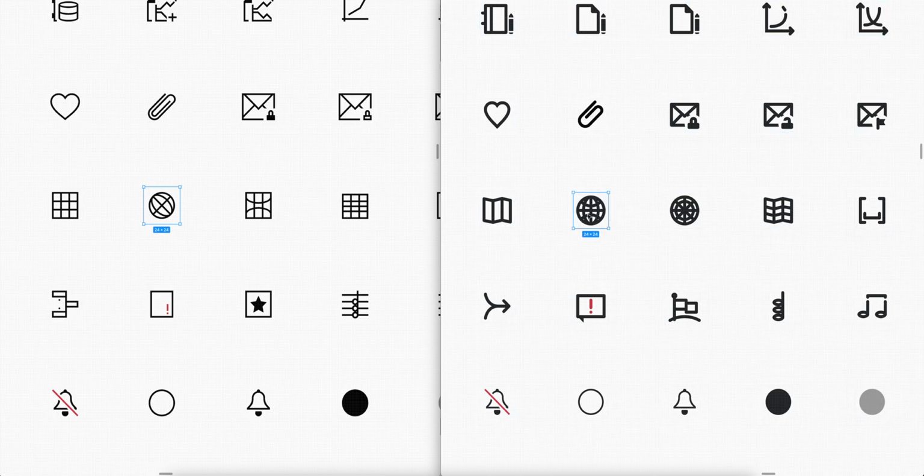And then for the globe icon, I standardized it and made it straight up. And then I created the same view, but from the top of the world.